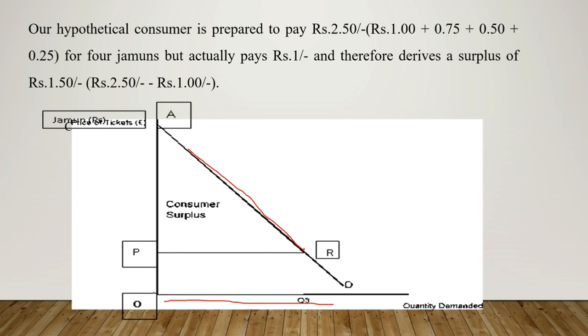Total satisfaction is OQRA. We get PRA, that is the consumer surplus. PRA is equal to OQRA minus OQRP. That is, consumer surplus equals OQRA minus OQRP.